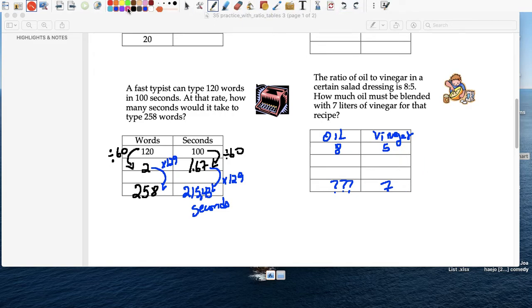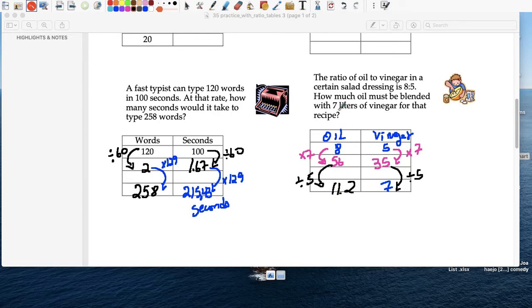Let's see. This one's not that bad. So let's go 5 to, and let's use 7. Let's go times 7. 5 times 7 is 35. So over here, I'm going to multiply by 7 and get 8 times 7 is 56. Now, with this new ratio, can I go from 35 to 7? I can. Divide by 5. So over here, 56, I'm going to also divide by 5. And 56 divided by 5 is 11.2.